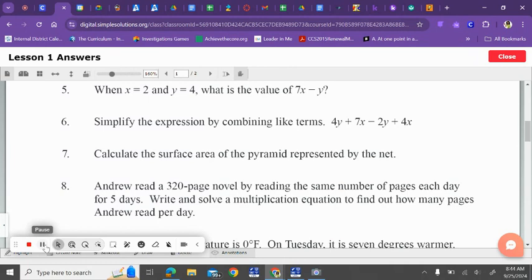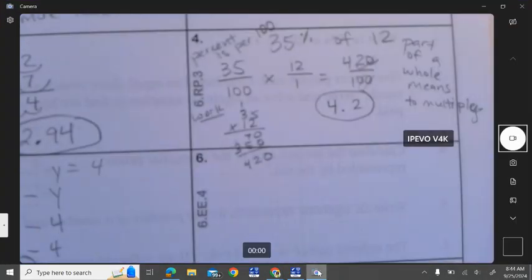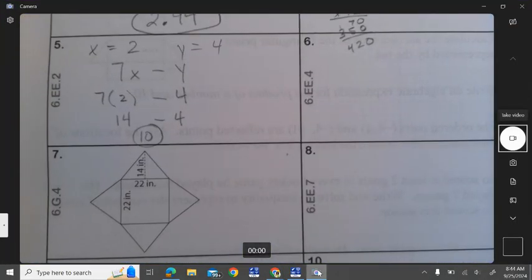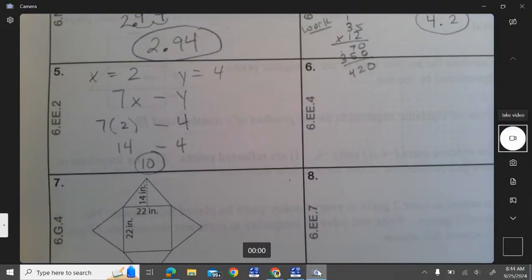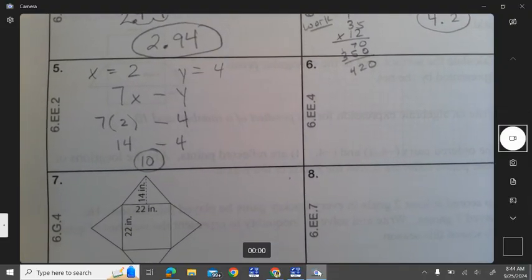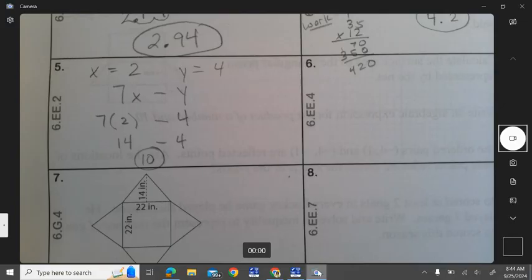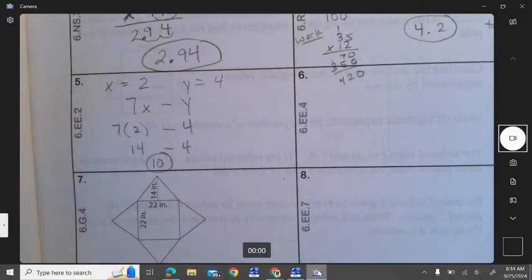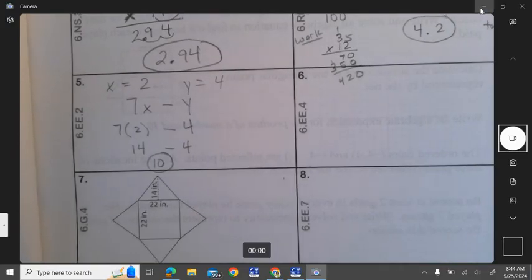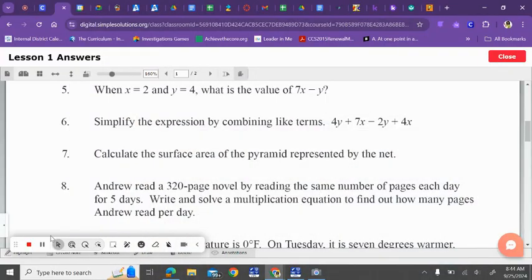Alright, number 5, we're actually working on this now. Topic 4, topic 5, depending on what class you're in. You have to use the substitution method. They want you to plug and chug. So this looks like this. You have x equals 2, y equals 4. You substitute, and your answer is 10. Make sure you do your order of operations.